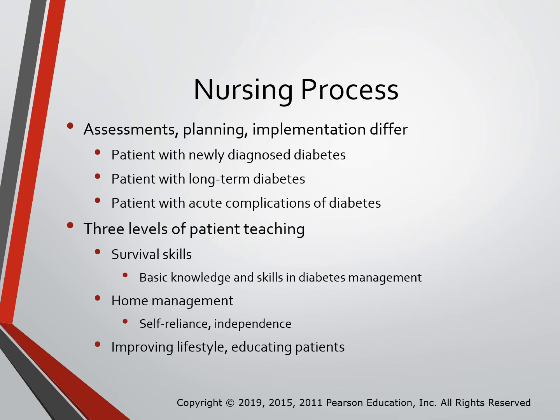The nursing process. So we really want to look at their illness. Assessment, planning, and implementation is different for each patient. I may be working with a teenager versus a 70-year-old. You want to focus on survival skills. The individual learns basic knowledge and skills in diabetes. Again, you may have to do a lot of teaching. Teach them what are the signs and symptoms of hypoglycemia.